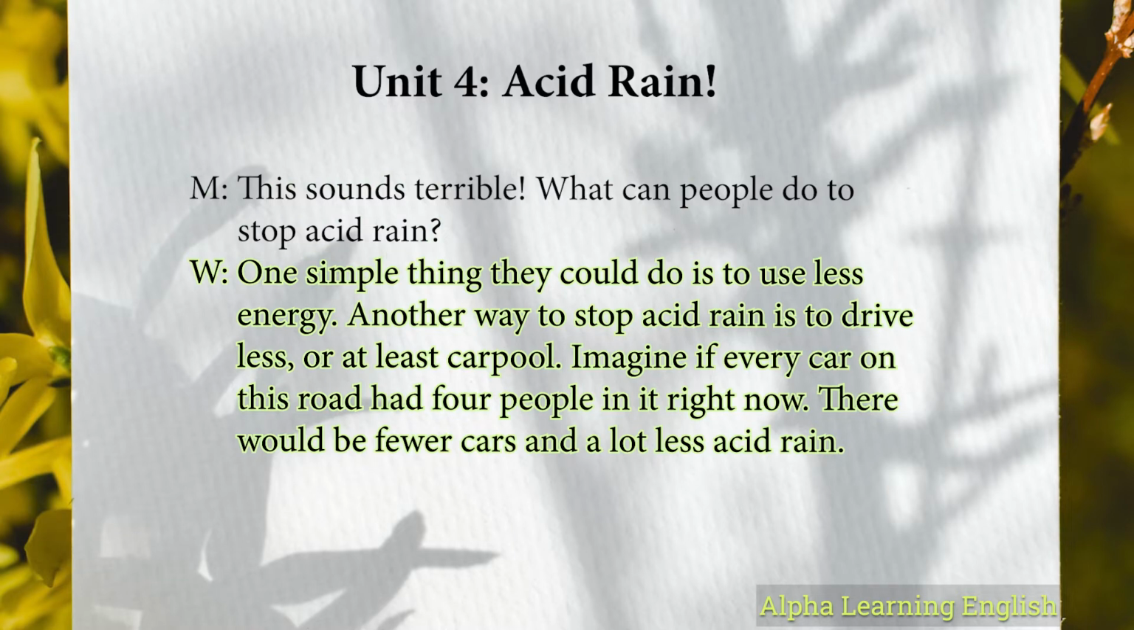One simple thing they could do is to use less energy. Another way to stop acid rain is to drive less, or at least carpool. Imagine if every car on this road had 4 people in it right now. There would be fewer cars and a lot less acid rain.